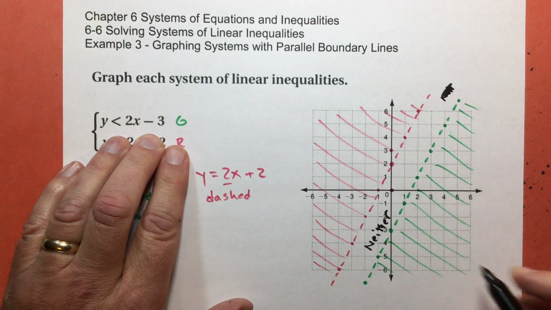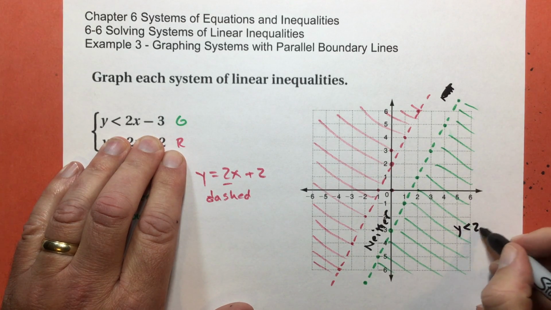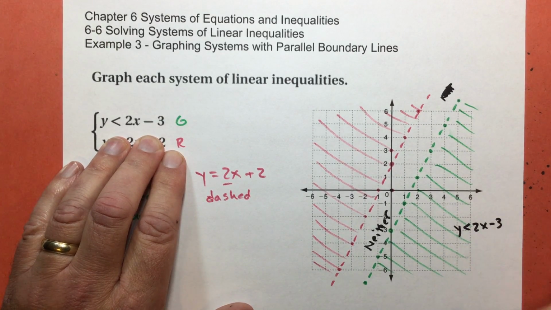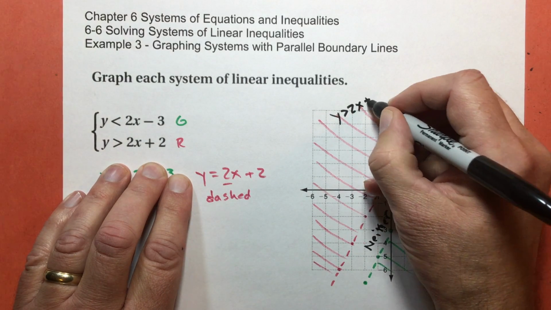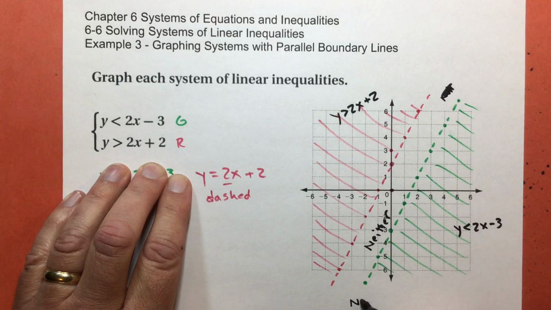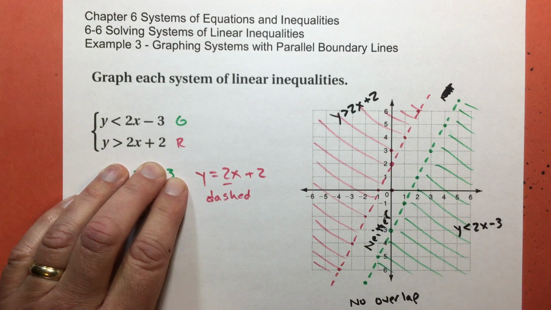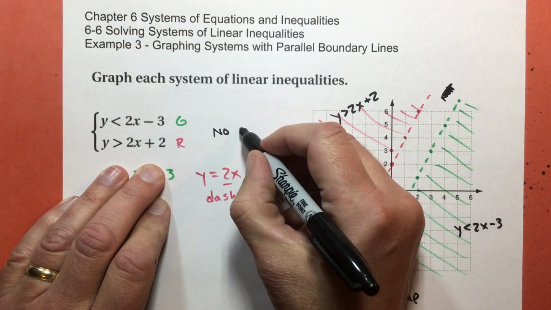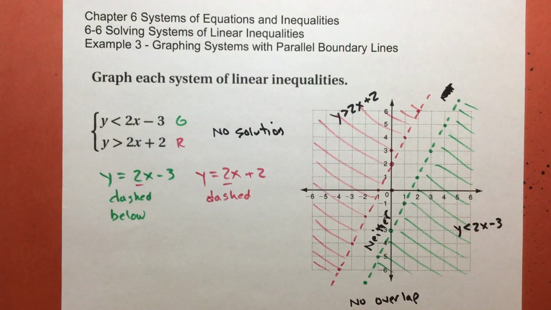For the green area, this is y is less than 2x subtract 3. For the red area, this is y is greater than 2x plus 2. There is no overlap. There's no place where the green overlaps the red. So this one, there's no solution. There's no point on this grid that's going to make both of them true at the same time.